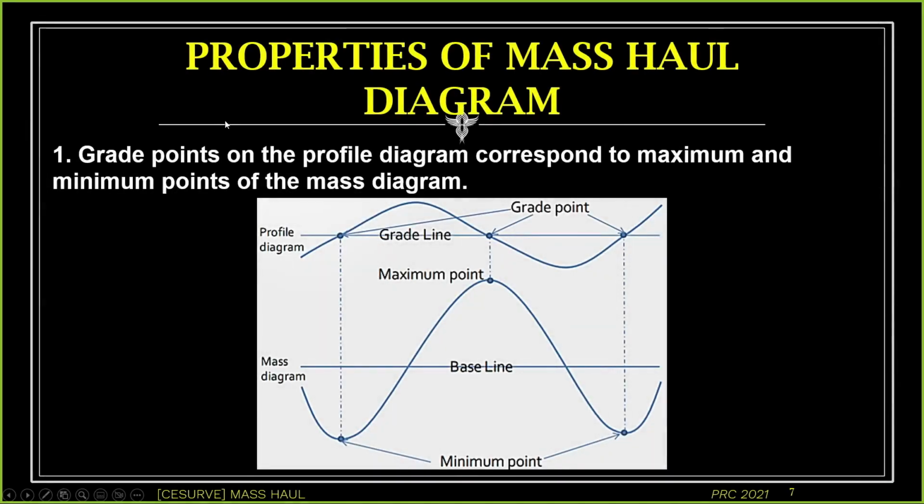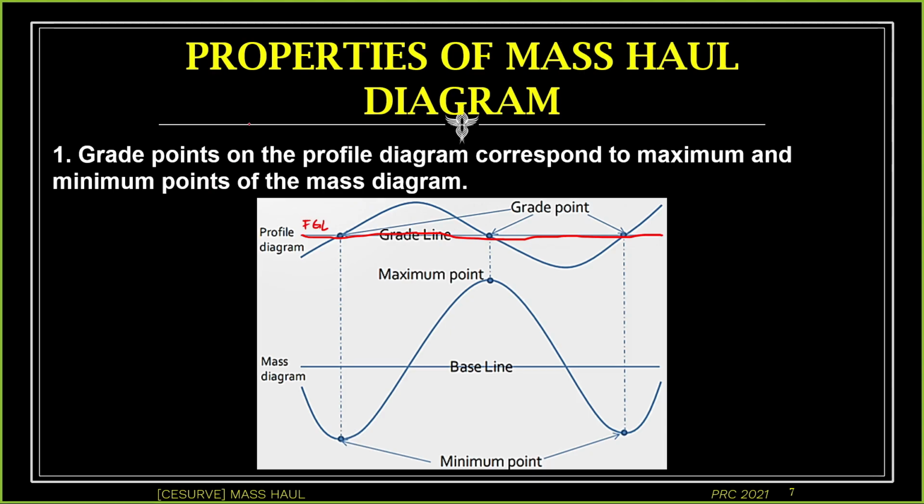So, here are the properties of the mass haul diagram. Grade points on the profile diagram correspond to the maximum and minimum points of the mass diagram. So here, on the profile diagram, this is our grade line. Again, that is a horizontal line because that would be our finish grade line, FGL. Finish grade line or finish grade level.